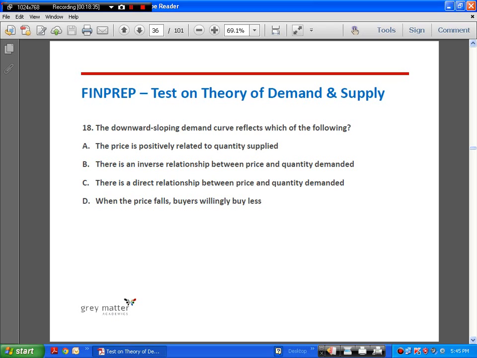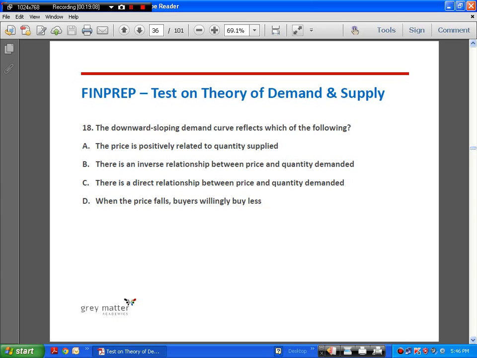The 18th question: the downward sloping demand curve reflects which of the following? A, the price is positively related to quantities supplied. B, there is an inverse relationship between price and quantity demanded. C, there is a direct relationship between price and quantity demanded. D, when the price falls, buyers willingly buy less.